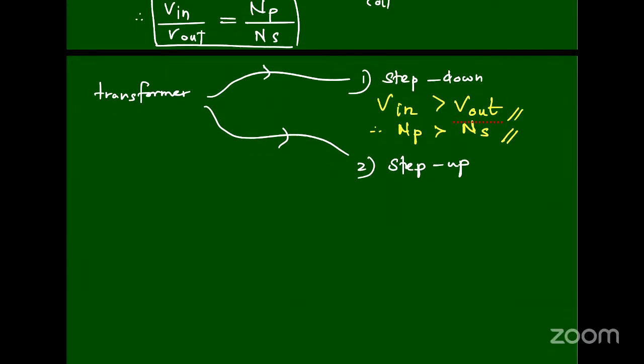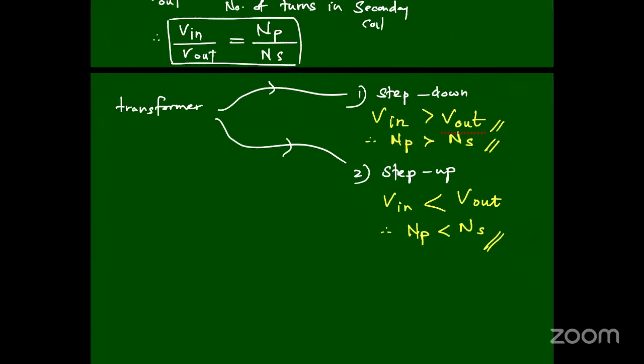And for the step up, you are increasing the V out value. So therefore, N primary is lower than Ns. The number of turns in the primary coil is lower than the secondary coil, okay? Step up and step down.